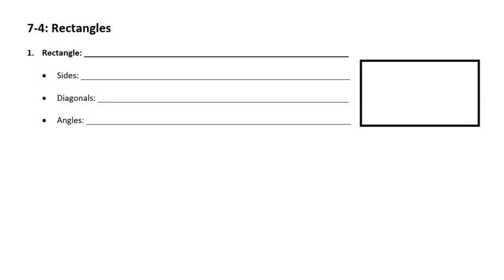Are opposite sides congruent? Yes. In a rectangle, are opposite sides congruent? Yes. Are opposite sides parallel? Yes. They're like railroad tracks. They're never going to cross each other. They're never going to touch, no matter how far out you extend those lines.